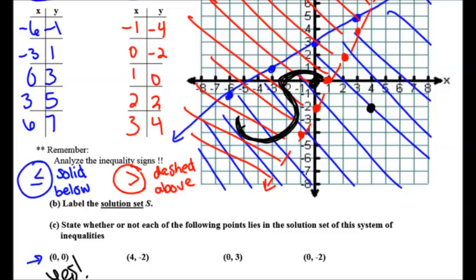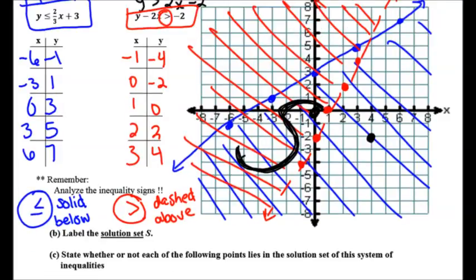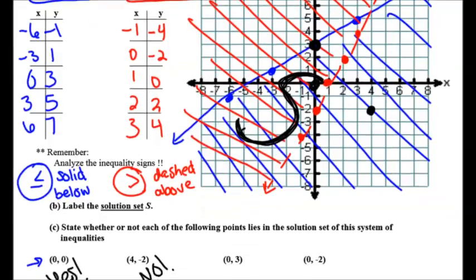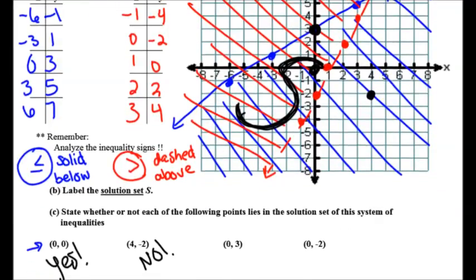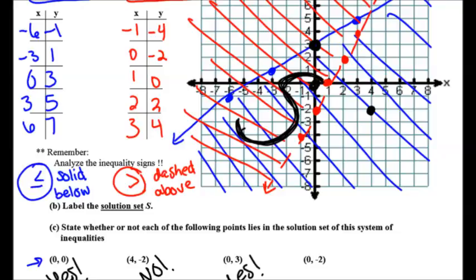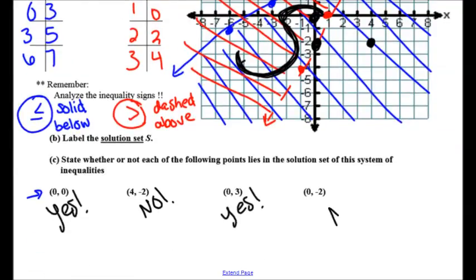Now notice how there's only blue shading in that area. So it's a solution to the blue line, but it's not a solution to the whole system. Next point we're going to check is (0, 3). So it's right here. It is on that solid line. So we talked about this in the last video. If the point is on a solid line, then yes, it is included in the solution. The point (0, -2), however, is a point right on that red line, which is dashed. So no, it is not a solution.